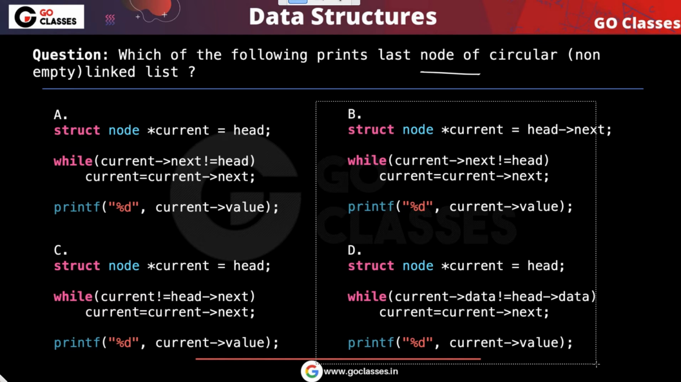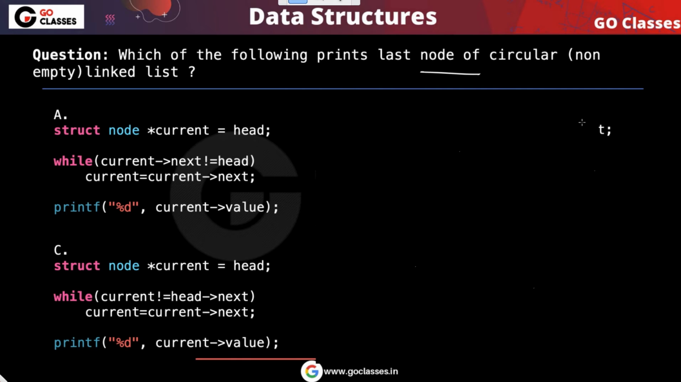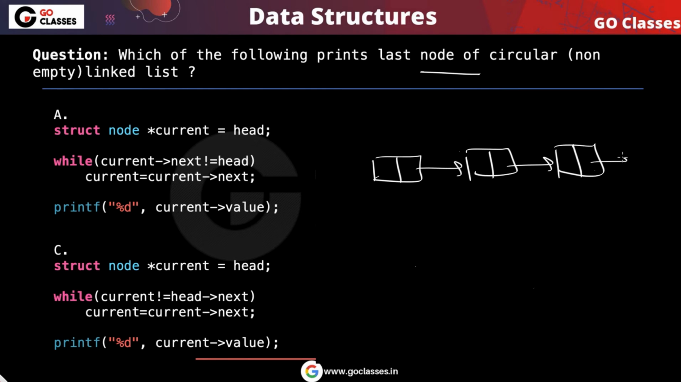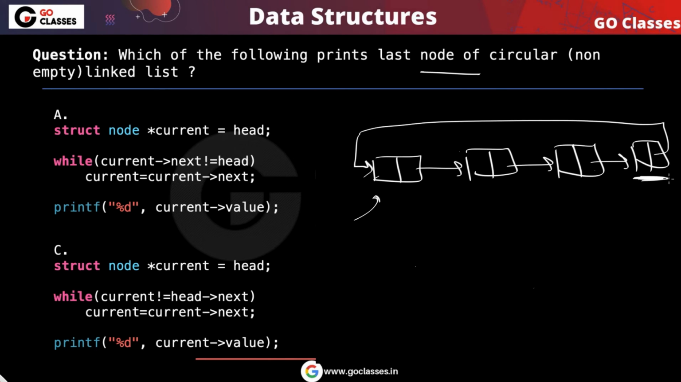Let's analyze option A. Option A is something like this, where the linked list is not empty, which means you have at least 1 node, right? So suppose this is the linked list. Tell me if this is printing the last node, which means is this printing this? Head is currently pointing here, and you are saying current should point here. Just analyze; if you are able to analyze, then it is okay. You do not need to write the code. So: while current next is not equal to head.